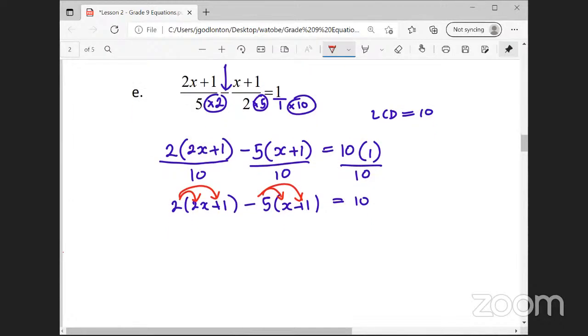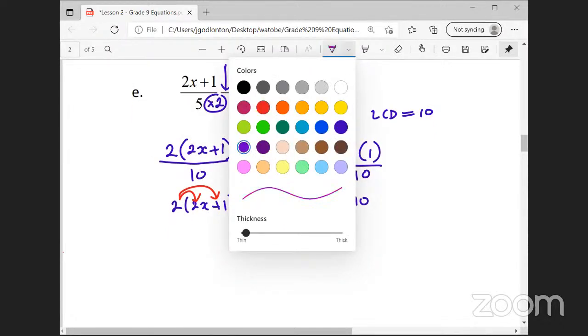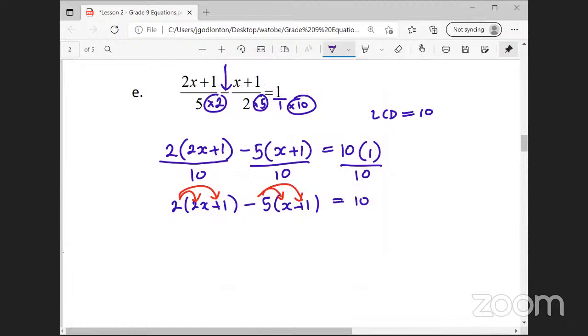Okay, so I'm just going to work through the rest of this question with you, and then I'm going to let you try the next one by yourselves. So this 2 times 2x would give me 4x. The 2 times 1 will give me 2. Then I'm multiplying -5 by x, which would be -5x. -5 times 1 is -5, and that is equal to 10.